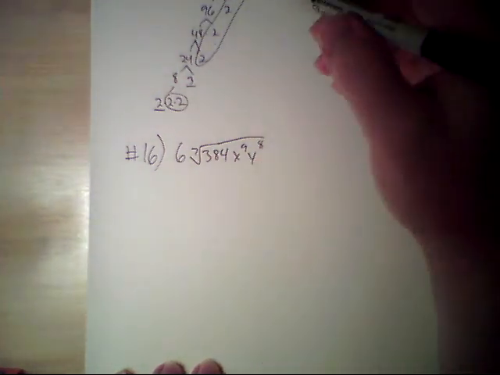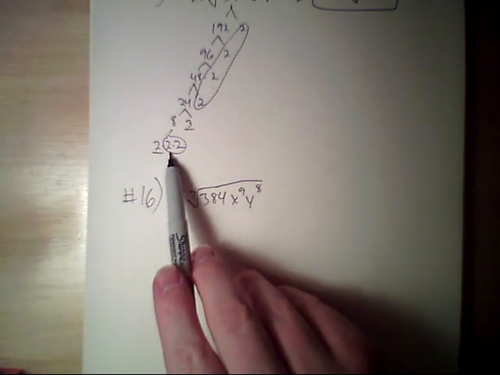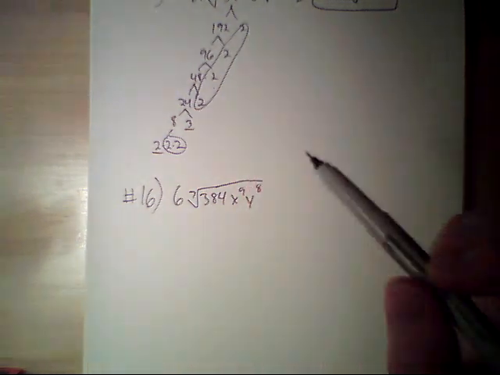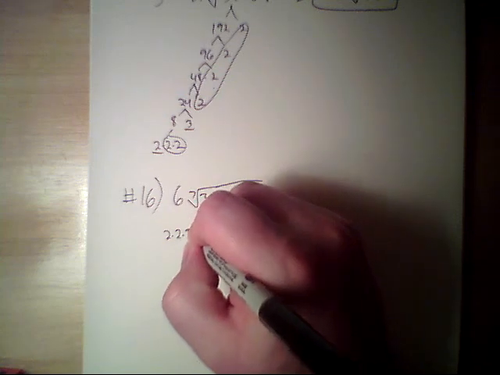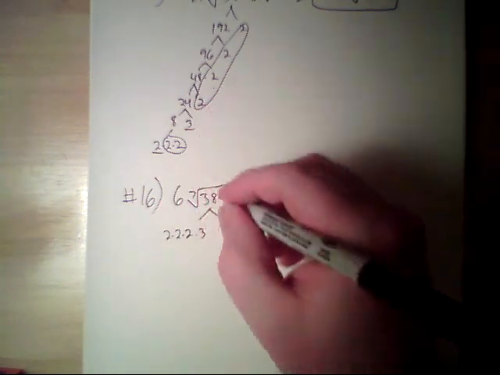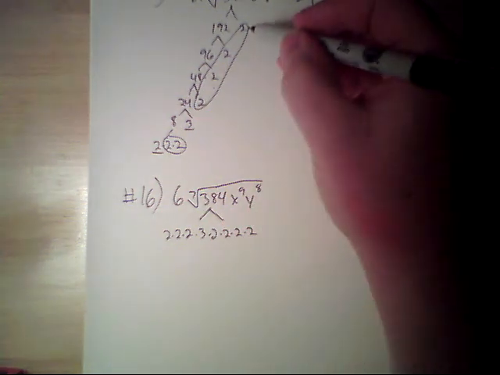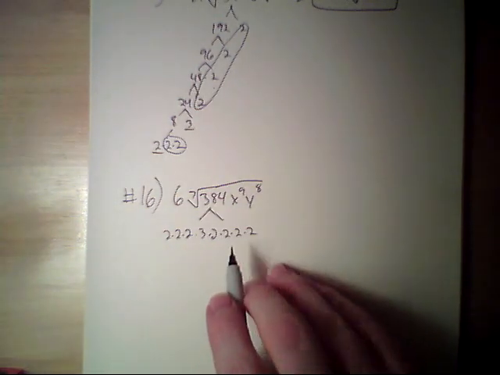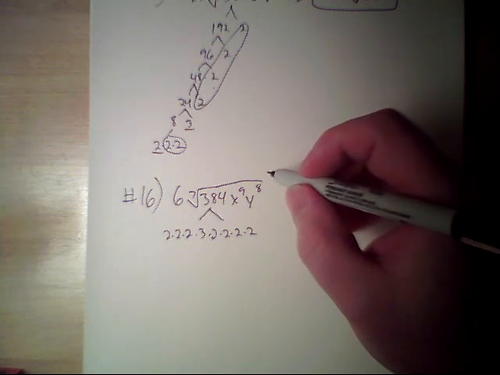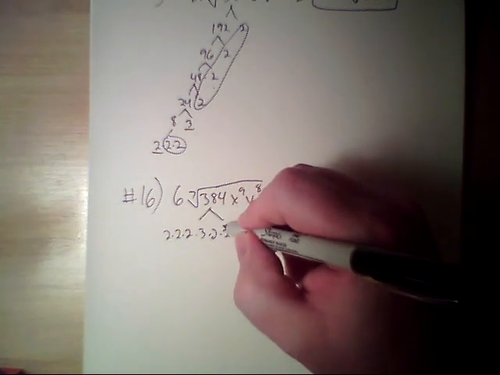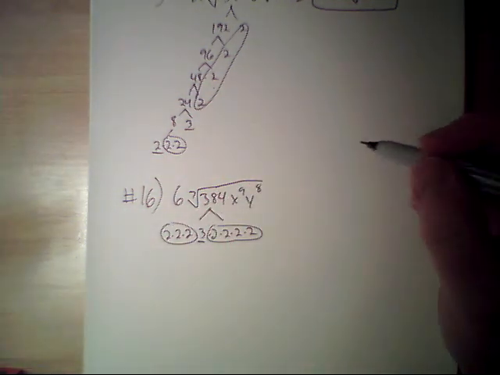We already know the factorization of 384 because we just did it here, right? So I'll just take a little bit of a shortcut there. We know it factors to 2 times 2 times 2 times 3 times 2 times 2 times 2 times 2. So I'm just going to break that out completely here. 1, 2, 3, 4, 5, 6, 7 2s and 1 3. Now, we're taking a 7th root, so we have 7 2s that can come out here, and there's a lone 3 left inside the radical.